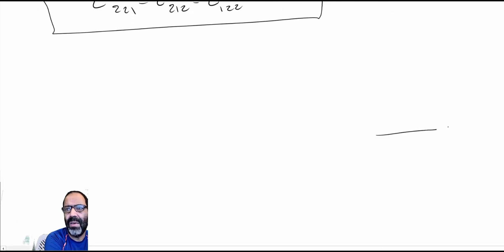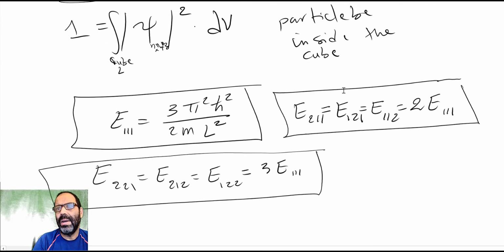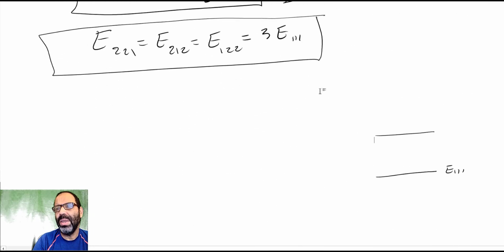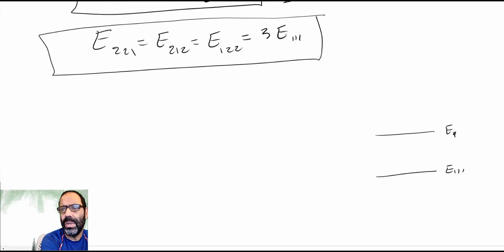This is the ground state, and I only have one of them. Twice as much, we're going to have the next energy level, and there are three wave functions corresponding to that one. So we call this one a degenerate energy level, because E211 is the same thing as E121, which is the same thing as E112. So that was the energy level, and it was twice as much.